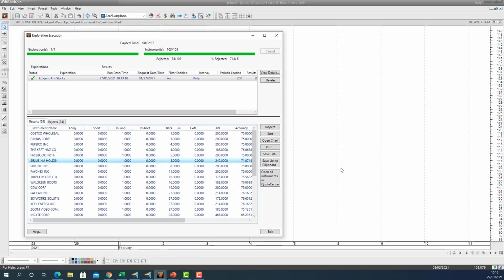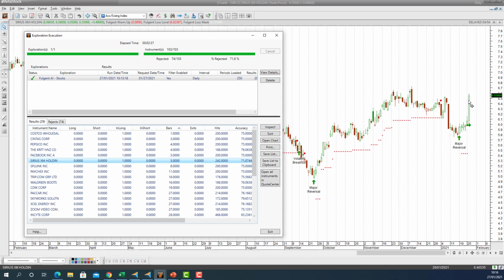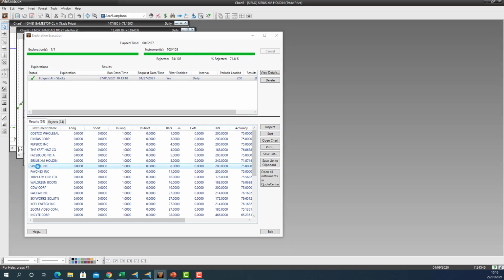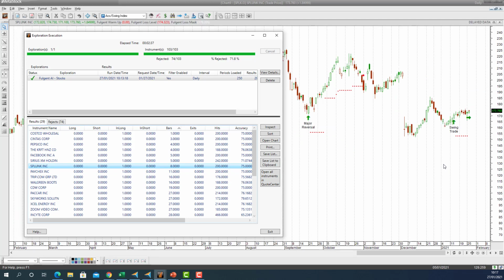SiriusXM Holdings, 5 days into a trade, and you can see there is quite a lot of, fantastic move there. Feels like we've missed this one, but nevertheless, major market reversal, huge move in Sirius. And Splunk is the other one, 8 days into a trade. Swing trade, there's still some time on that one.